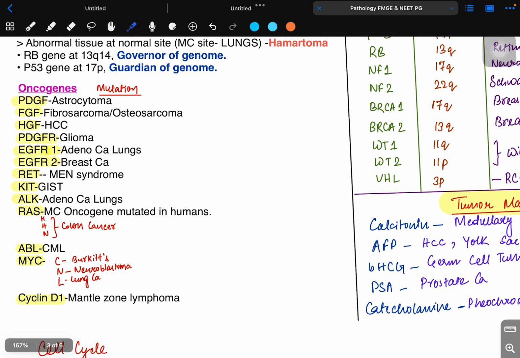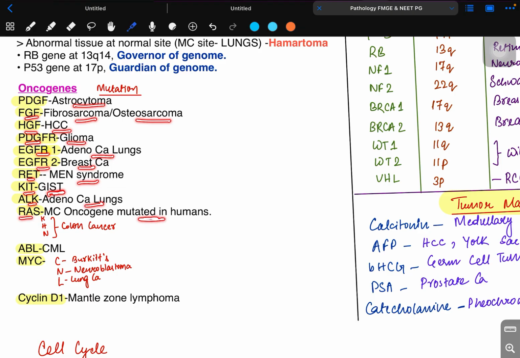Now coming to the various oncogenes and their mutations. This you have to remember, this is again very important. Questions can come from here. PDGF, this oncogene mutation is found in astrocytoma, FGF in fibrosarcoma or osteosarcoma, HGF in hepatocellular carcinoma, PDGFR in glioma, EGFR1 in adenocarcinoma of lungs, EGFR2 in breast carcinoma, RET in MEN syndrome, KIT in GIST, gastrointestinal stromal tumor, ALK in adenocarcinoma of lungs.